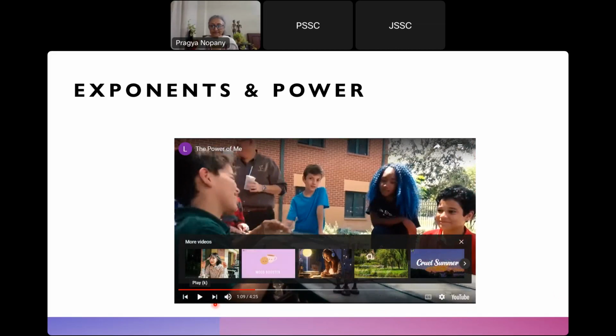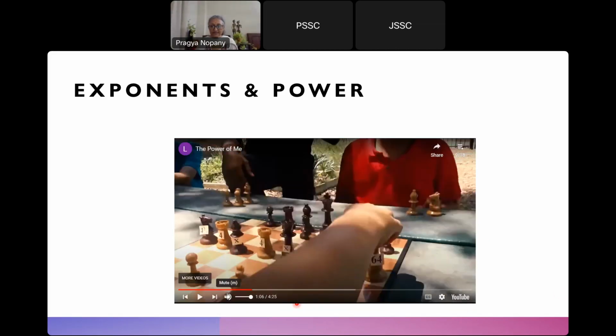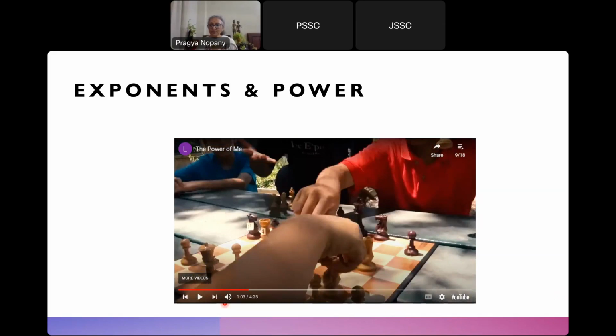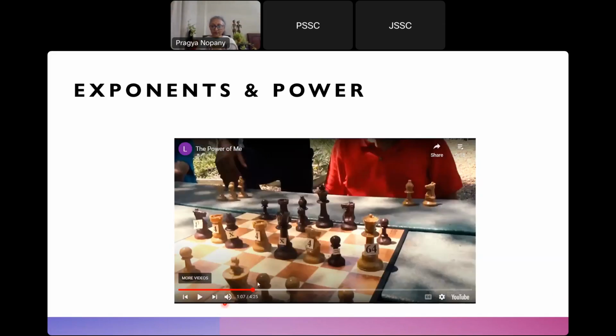So what do you think they depicted in this scene? Whose power do you think was depicted just here in this particular scene? Can you tell me whose power was being shown here? Third power of 4. You see 4 into 4 into 4. This is 64. So they are just trying.